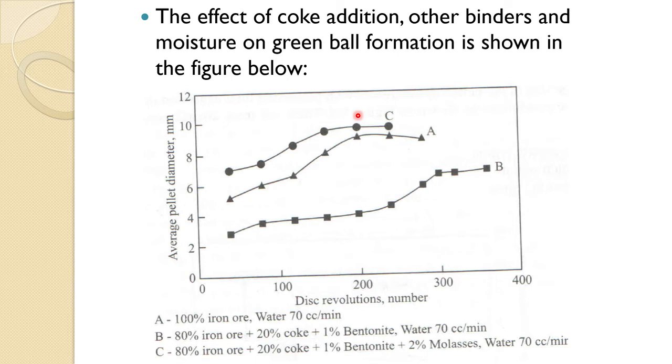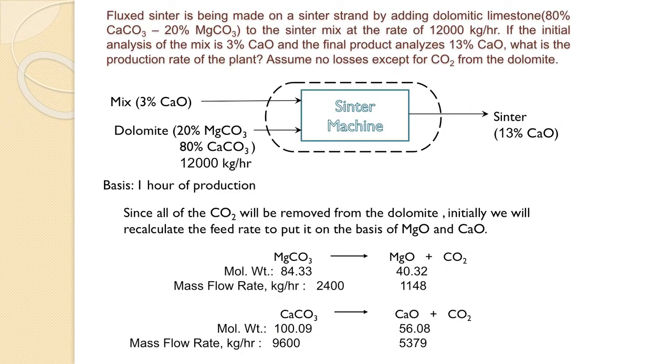But without molasses, with 1% bentonite, that gives a quite low average pellet diameter, and there are various other parameters which affect this. Now, we will go to one example for this sinter making.